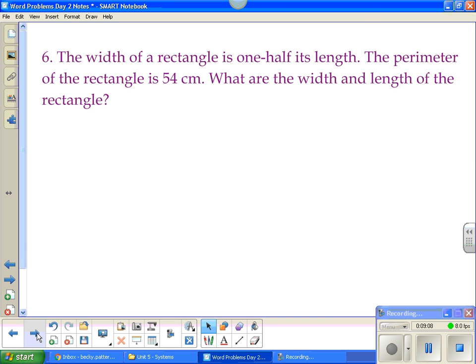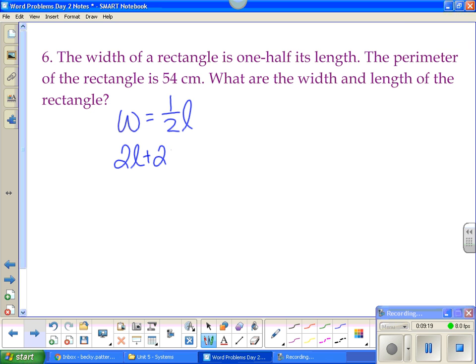The width of a rectangle is 1/2 its length. The perimeter is 54 centimeters. What are the width and the length? Okay, so this time it wants both. Please don't let the fraction freak you out. There's my variable. There's my substitute. So since it equals w, it's going in for w.